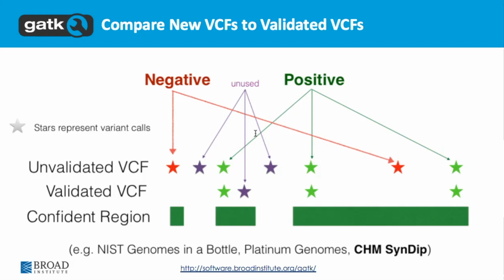And so we have a validated VCF which has all the confirmed calls, and now once we get an unvalidated VCF that we would like to validate, if the call agrees with the one that is in the confidence region, we say it's a true positive. If it does not, it's a negative, right?